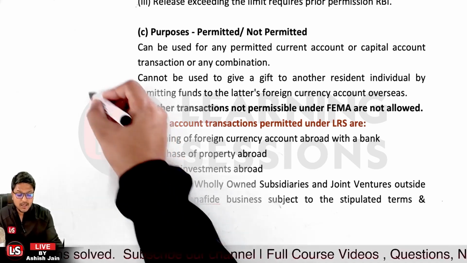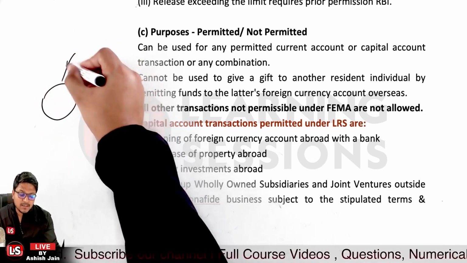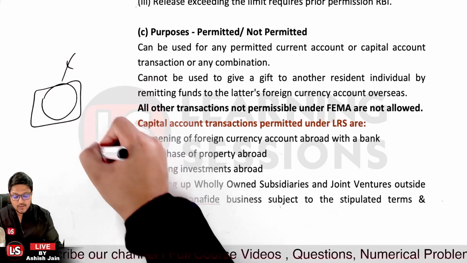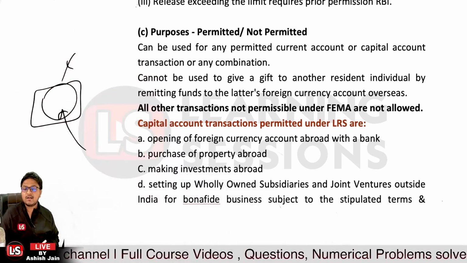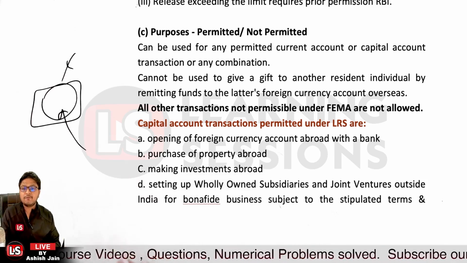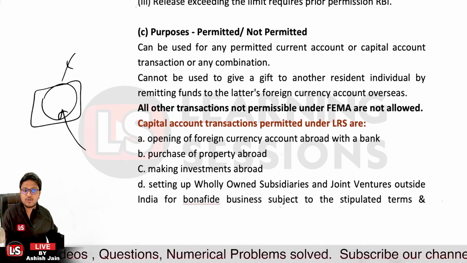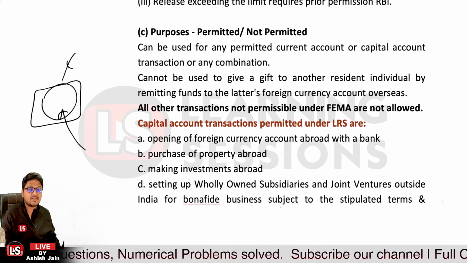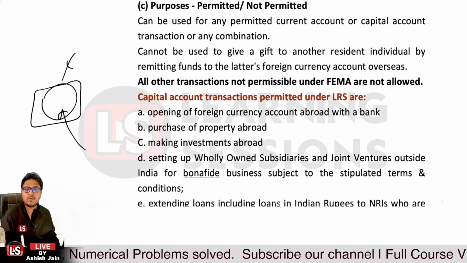Wholly owned subsidiary means it's a subsidiary of some other company, but it's wholly owned by you, and you want to invest money there, so that is allowed, and an amount up to 2,50,000 USD can be sent there. And further, setting up a wholly owned subsidiary or joint venture outside India for bona fide business, and the stipulated terms and conditions are there which are to be taken care of.